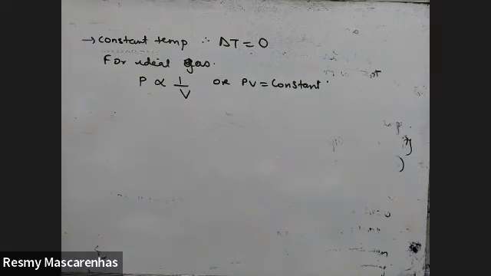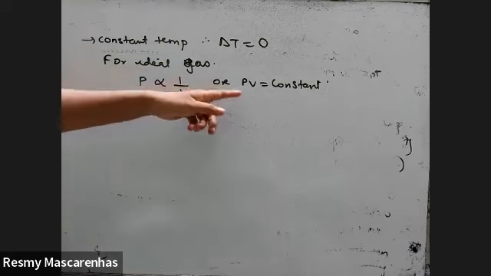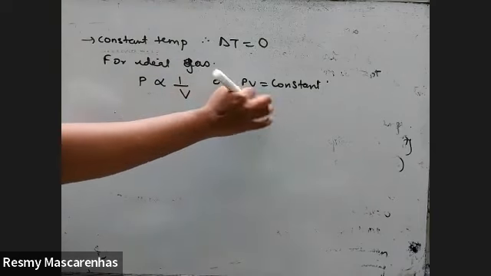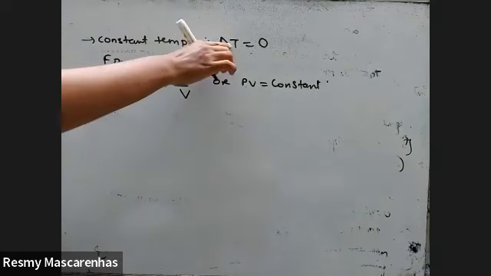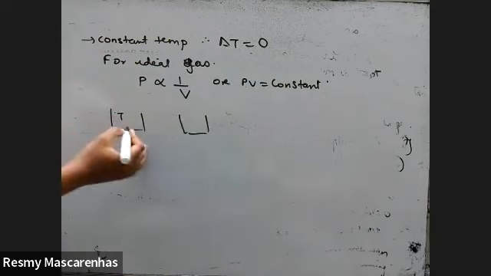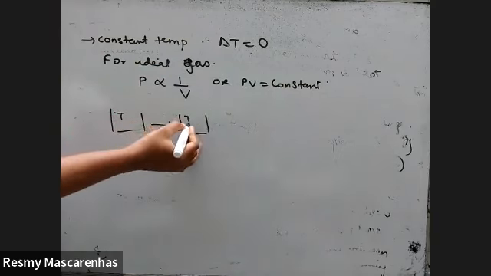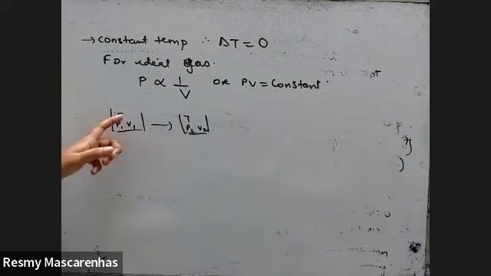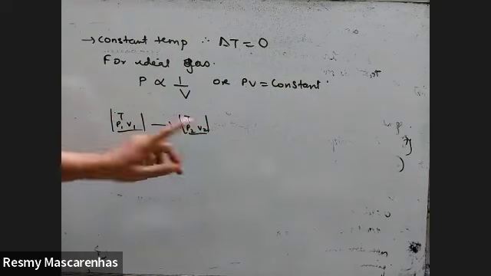So even if some changes take place, what is going to happen? For an ideal gas, PV is always constant. The temperature of the system will definitely not change. After some time, this temperature will remain the same. Maybe it had P1, V1, and this has P2, V2. Pressure and volume will change in order to maintain the same temperature, because it has to maintain constant temperature. What can change? Pressure and volume might change.